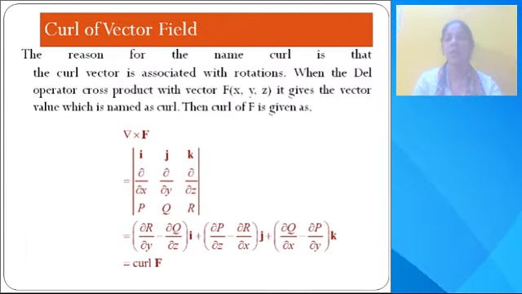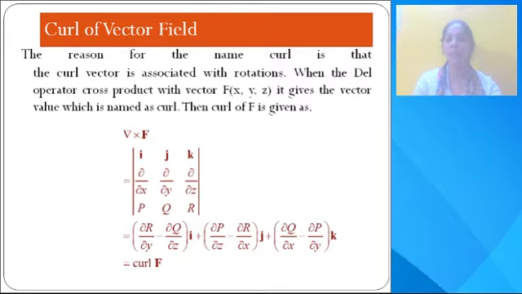Why is it called curl? Because the curl vector is associated with rotation. As its name makes clear, curl means something rotating. Since it is associated with rotation, that's why the name curl is given. When the del operator is crossed with vector f, it gives a vector value which is named curl.